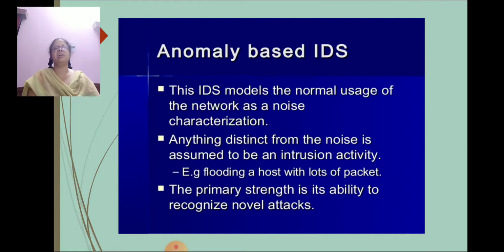Anomaly based IDS. The IDS models the normal usage of the network as a noise characterization. Anomaly based intrusion systems were primarily introduced to detect unknown attacks, in part due to rapid development of malware.